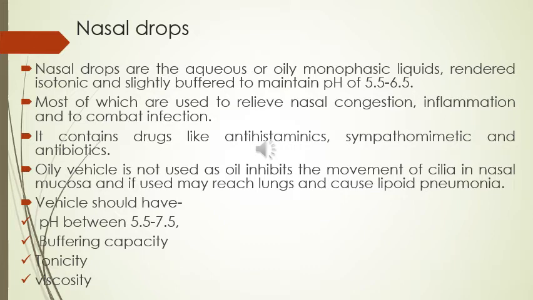Next formulation is nasal drops. They are aqueous or oily monophasic liquids which are isotonic and have a pH of about 5.5 to 6.5. Nasal drops are generally used to relieve nasal congestion, inflammation, and infection. So the categories of drugs they belong to are antihistaminic, sympathomimetic, and antibiotics. Now, oily vehicle is generally not used in the formulation of nasal drops because oil will inhibit the movement of cilia in the nasal mucosa and it may reach the lungs and cause lipoid pneumonia.